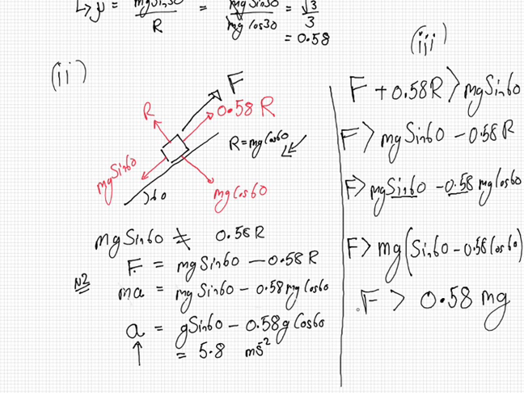So if you apply a force greater than 0.58 mg, what would happen? It would move up, because together we said we wanted this to be bigger than this. Rats. Sorry, I realised I made a mistake here. Maybe someone can tell me my mistake. What was my mistake?